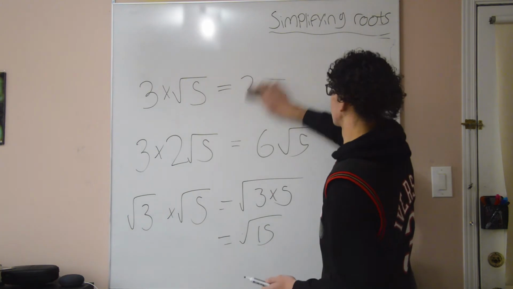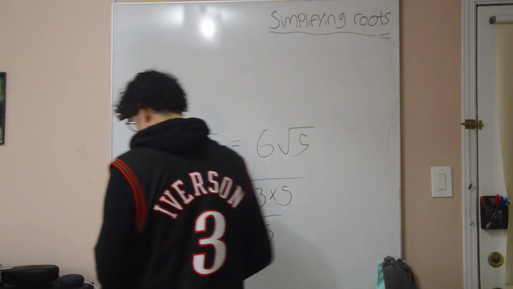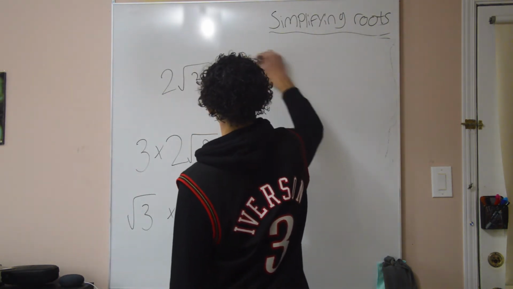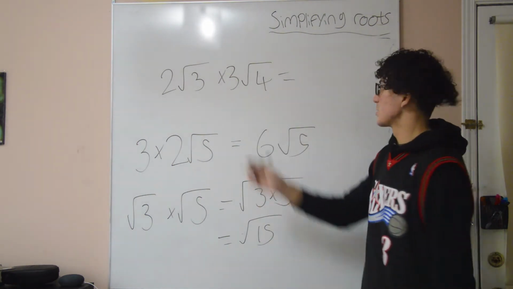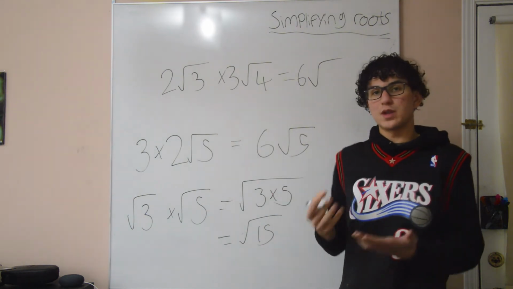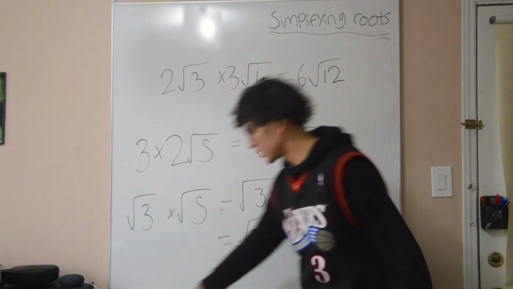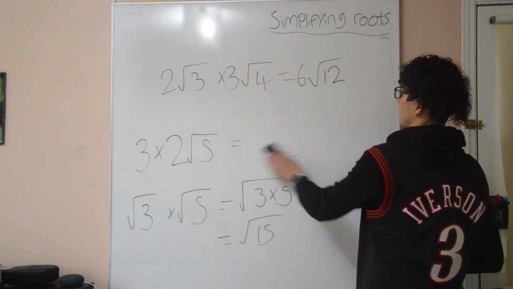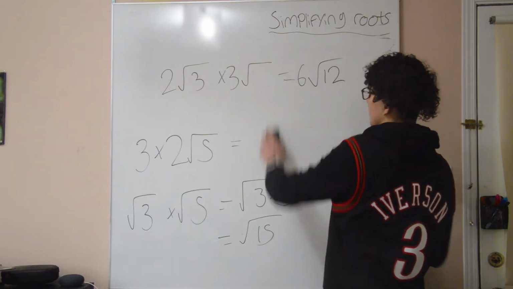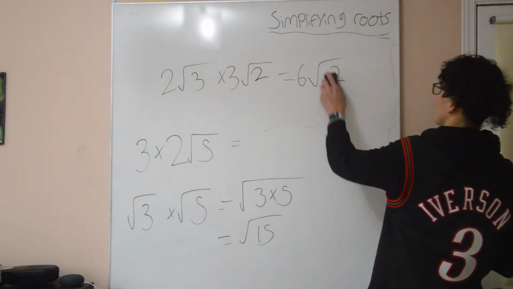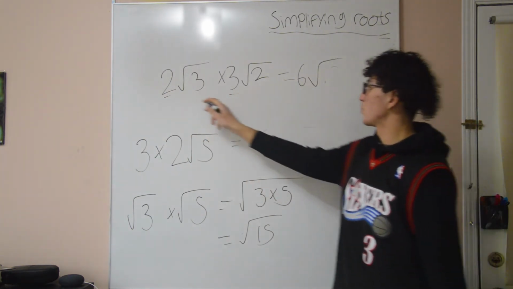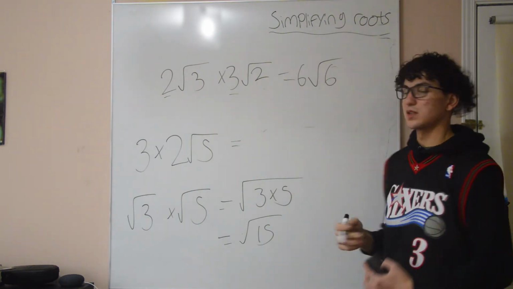For example, just really quickly, if I gave you 2 root 3 times 3 root 4, well, in this case, we do 2 times 3, so 6, and then we take care of the inside, so 3 times 4. So it becomes 6 root 12, just like that. Now this isn't the greatest example because root 4 is actually 2, but if we were to change this to root 2, for example, then it would be 2 times 3 to give us the 6, and it would be 3 times 2 to give us the inside, to give us the other value.